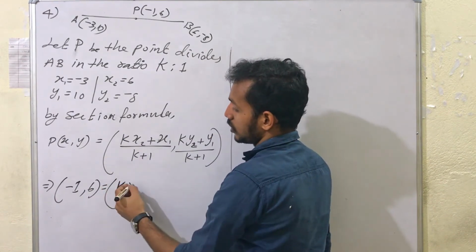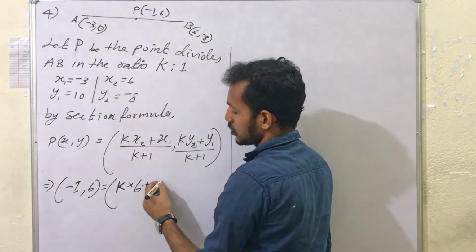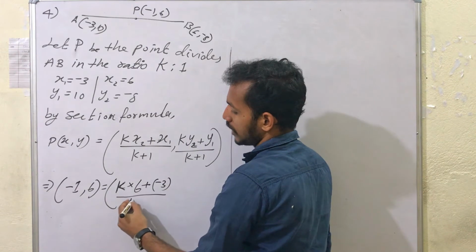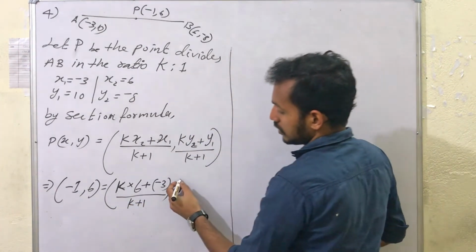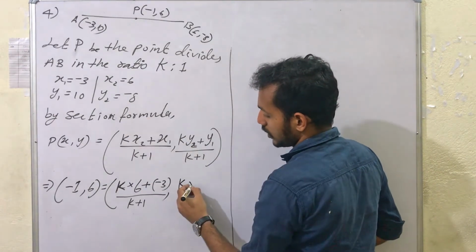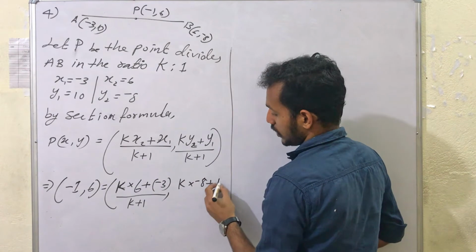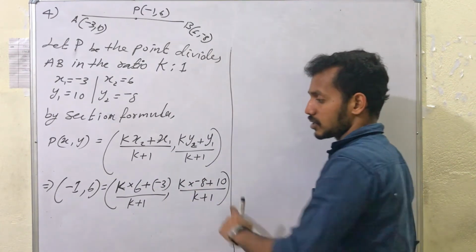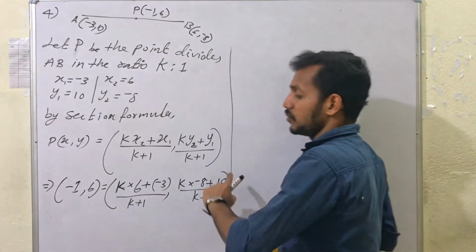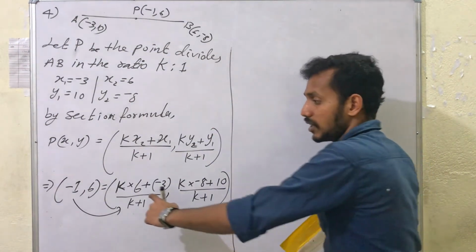k into x2, what is x2? 6. Plus what is x1? Minus 3. Divided by k plus 1. Comma, k into y2, which is minus 8, plus y1, which is 10, divided by k plus 1. As this relation consists of one variable, we don't need to take both relations, we just take the first relation. That is the relation which connects the x coordinate.